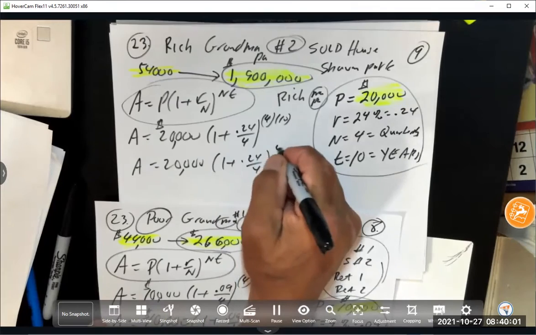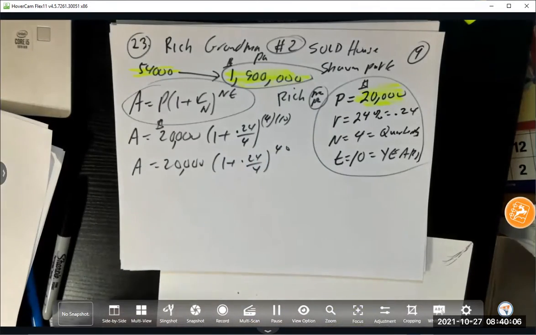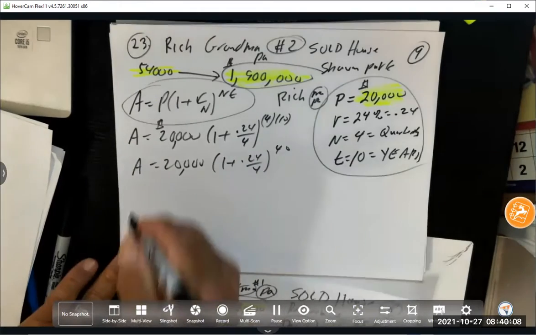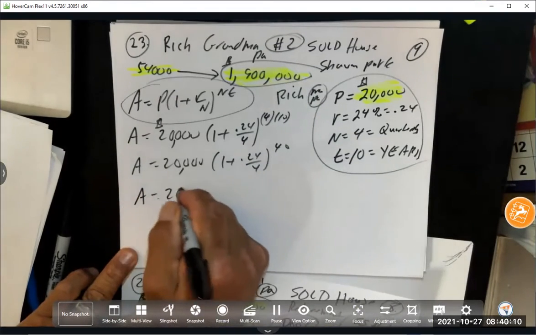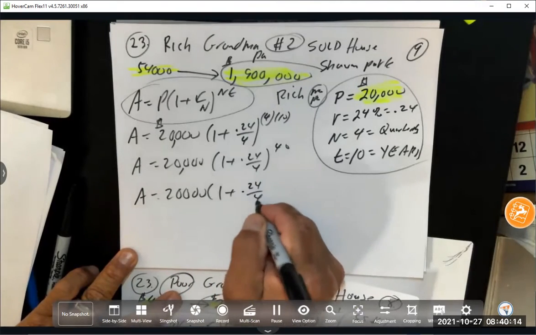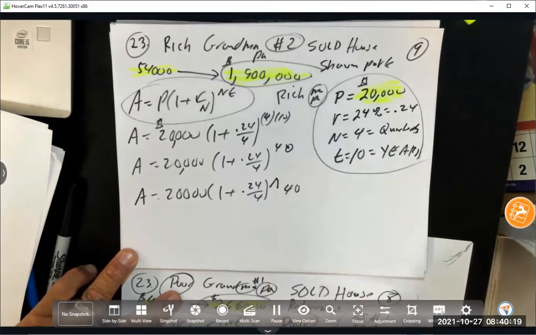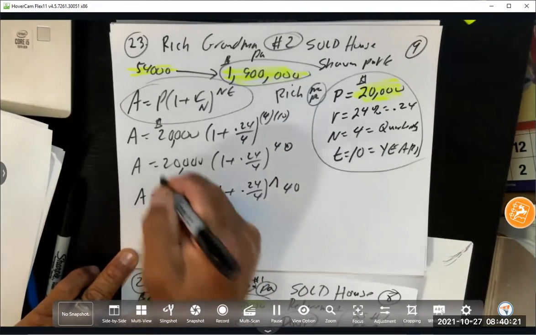40 times. So now we gotta do this calculator business. Ready? So I'm gonna say A is 20,000 times (1 plus 0.24 divided by 4) to the power of 40. Right there. So you're gonna do this on the calculator.